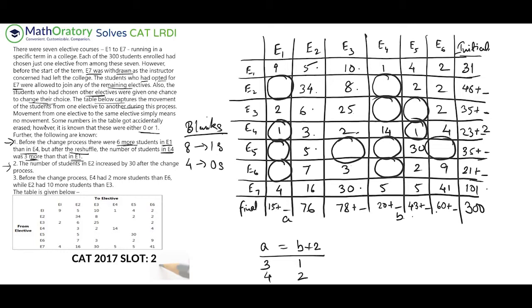Point number 2 says the number of students in E2 increased by 30 after the change process. So E2, whatever it was before the change process, it increased by 30. So this is the initial value, this is the before value, and this is the after value, right? Now check this out. After value is fixed, that is 76. So if E2 is increased to 76 by an increase of 30, that means the before value has to be 46. So if it is 46, this is 0, implies each of the blanks on this row has to be 0 each, right?